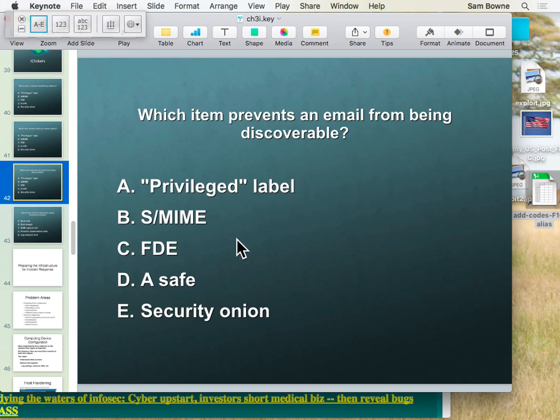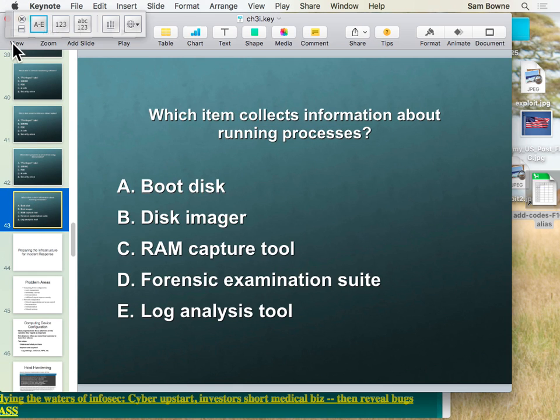Now, S/MIME encrypts email so criminals can't steal it off the wire in transit. It protects it while it's in transit, but it does not protect you from the court system, where they will say, you must give us all the emails about this, and you have to cough them up. But if they were privileged attorney work product, then they're protected in the eyes of the law. So that's an issue. All right. So which one will give you information about running processes?